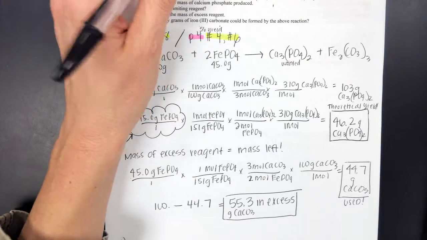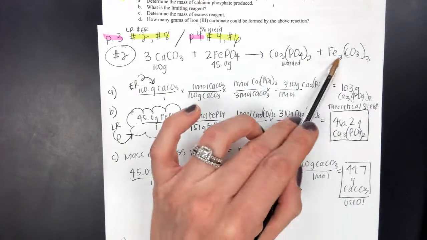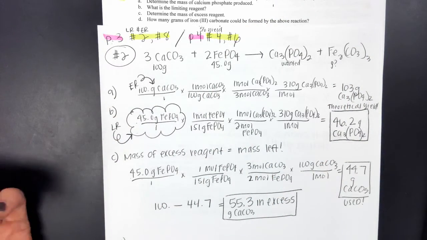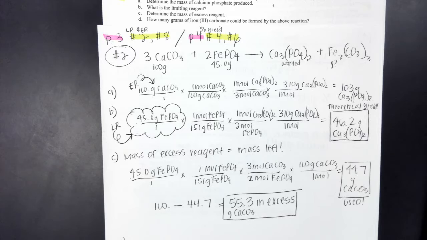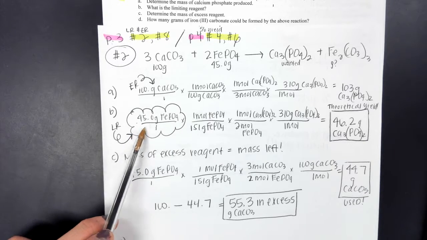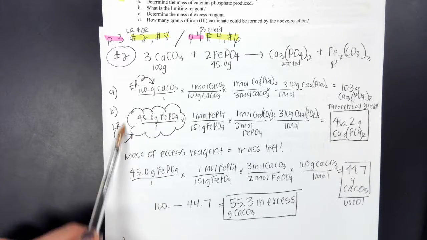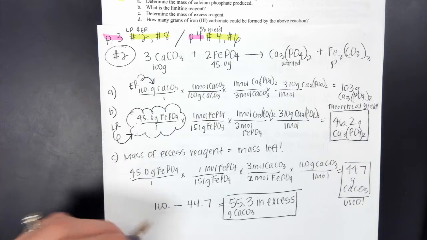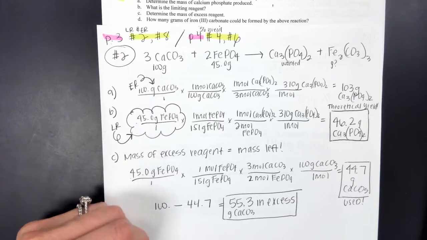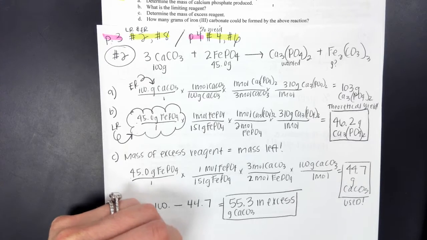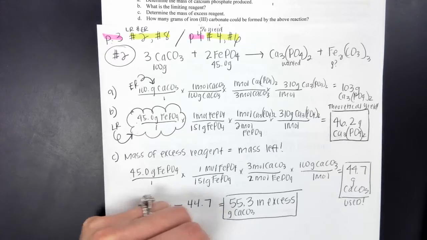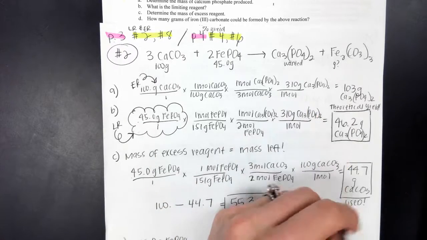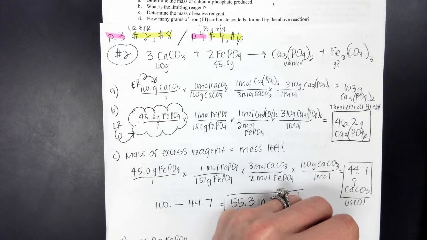Okay, so now I want iron 3 carbonate. Okay, it gives me no givens. How am I supposed to know what to even start with? What was my tip for you? If you know you are a limiting reactant, that's your given for the rest of your stoic problems. So you're just going to take 45.0 grams of iron phosphate and convert it to grams of iron carbonate.